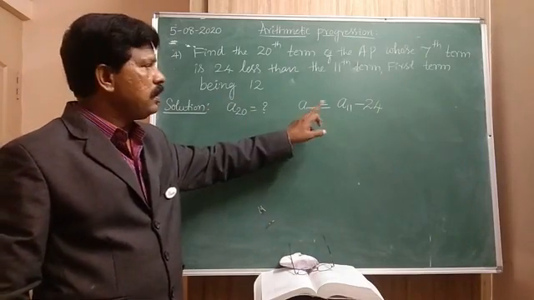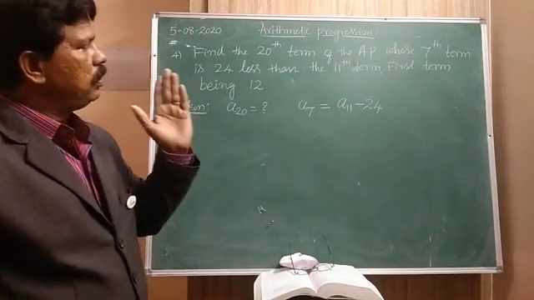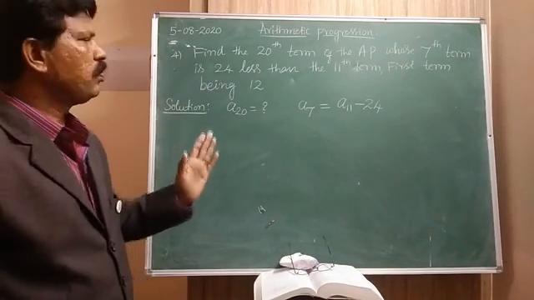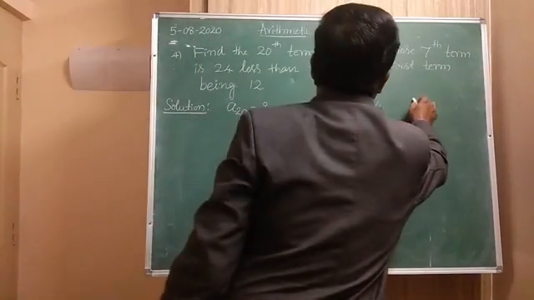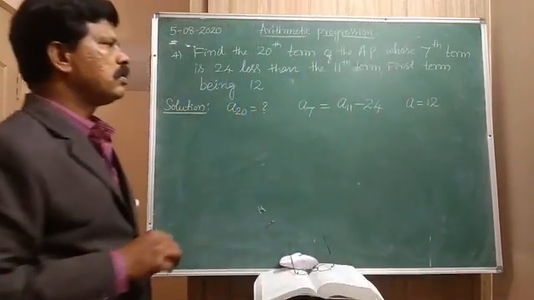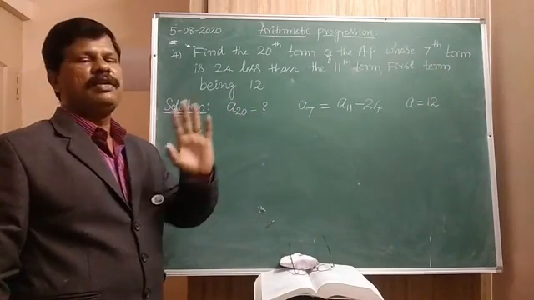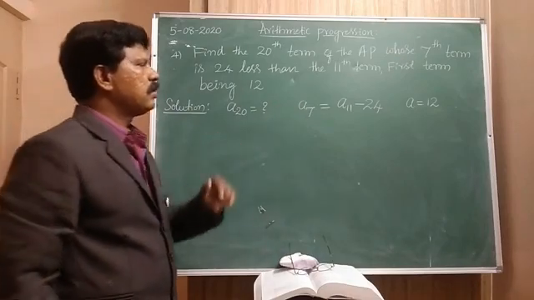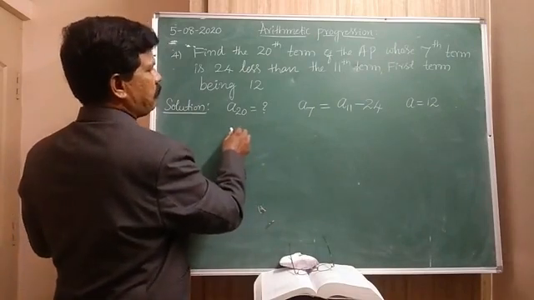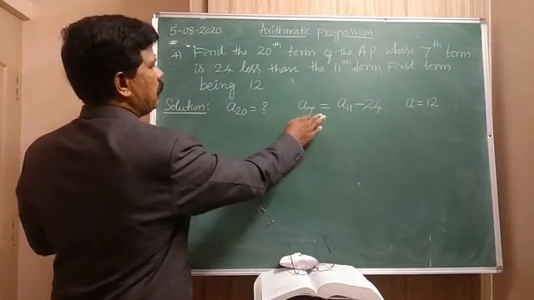A7, the 7th term, is 24 less than the 11th term. So less than means minus, more than means plus. Clear? So make use of this. And A, the first term, is given. A is equal to 12. So to find A20, we need the common difference only. So in this, write down or find out the common difference. So how to find out the common difference for this? Now A20. Okay, keep it. Let us take this one.